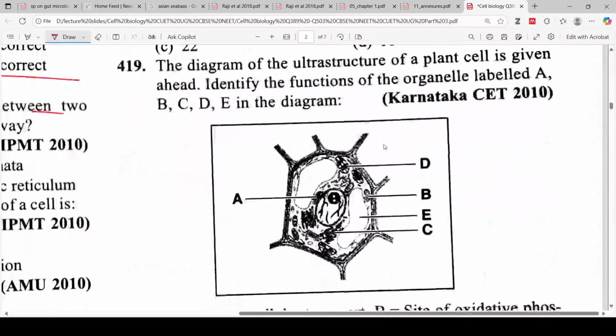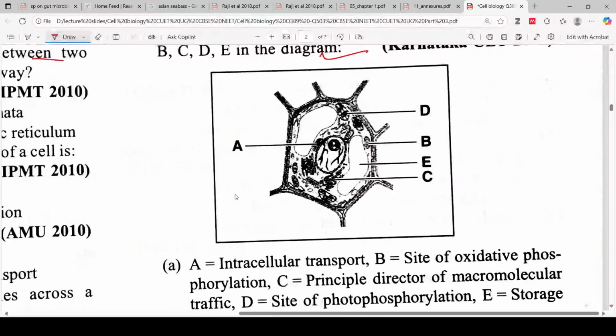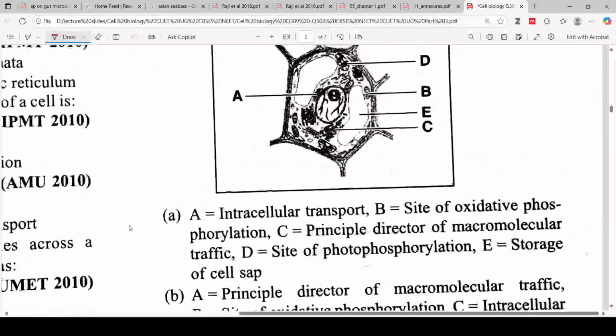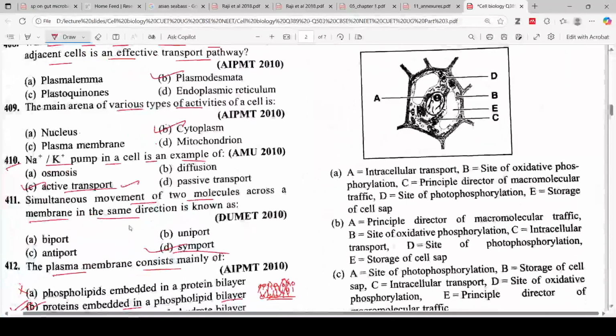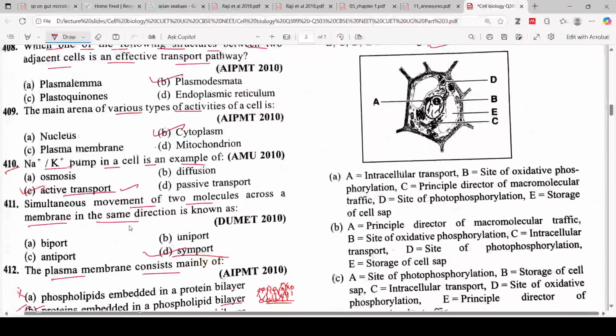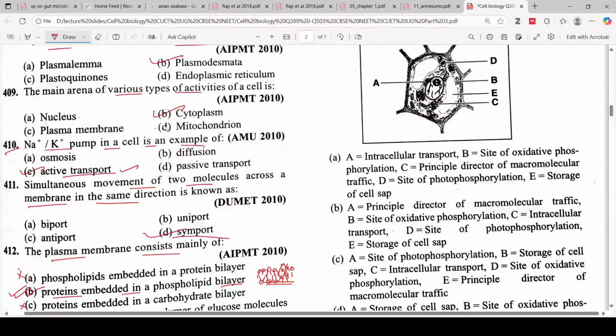Next question: a diagram of the ultrastructure of a plant cell is given. Identify the function of the organelles labeled A, B, C, D, E. I zoom out the question, you see the diagram, and I read the options, option A, option B, option C, and option D are also given. So now read the option 3, A, B, C.